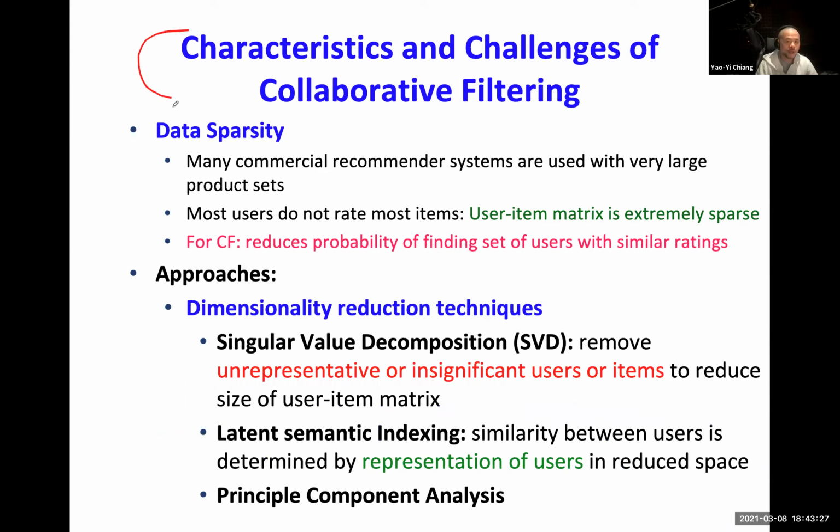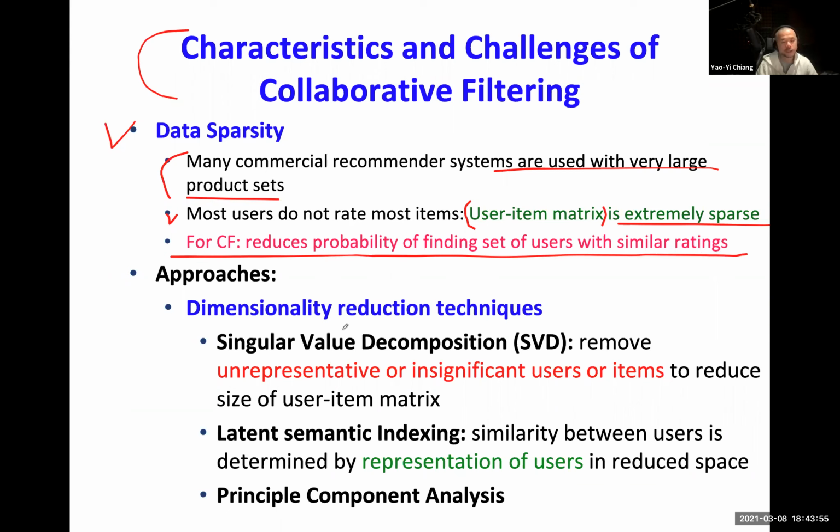For collaborative filtering methods, one challenge is data sparsity. Many commercial recommendation systems are used with very large product sets. When you have very large product sets, that means most users do not rate most products, right? Then your user-item matrix, your utility matrix, is very sparse, and it will be difficult to find sets of users that have similar ratings. One approach you can use is SVD. I think we're going to cover this in your clustering week.